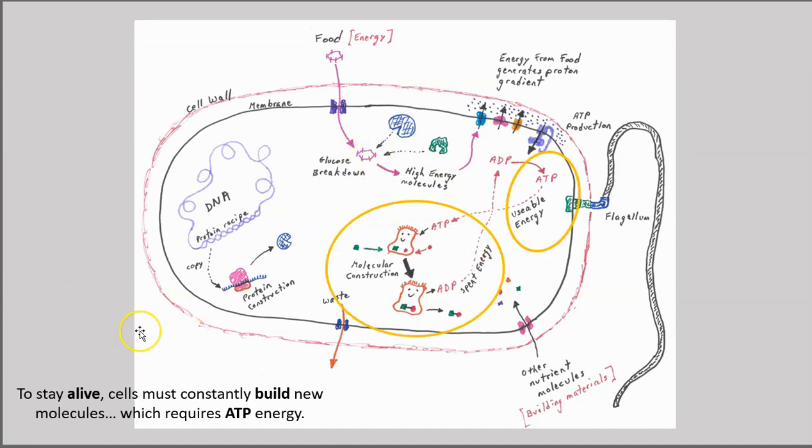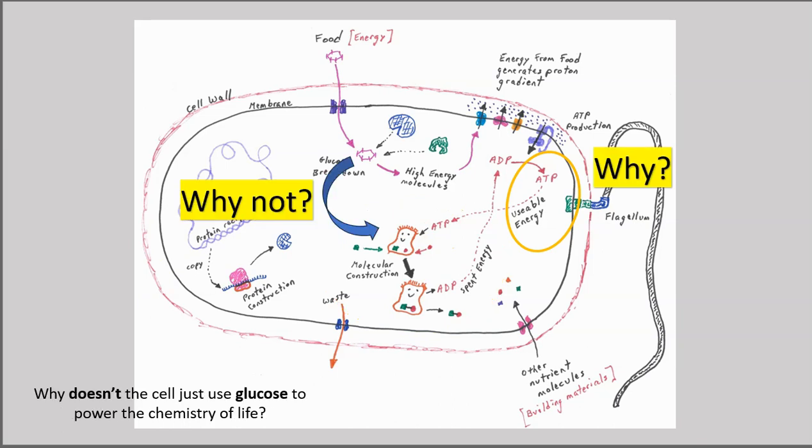Now, to stay alive, cells must continually build new molecules, which requires ATP energy. So here we have the scene where this protein is linking together a couple of molecules, but that requires a source of energy. ATP carries that energy. But you might be asking, well, why doesn't the cell just use glucose as a source of energy to power the chemistry? Why does the cell go through this process using these proteins up here to package the energy of glucose into ATP? Why not just use the energy of glucose directly to power the chemistry of the cell?